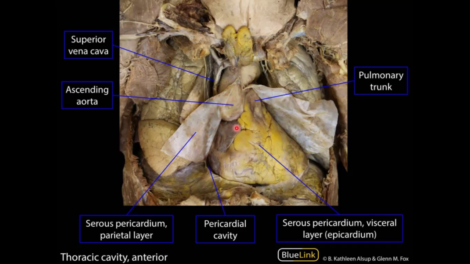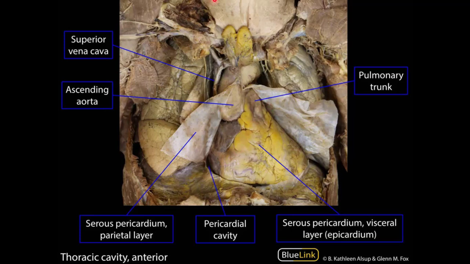Between the parietal layer of the serous pericardium and the visceral layer, you have a potential space known as the pericardial cavity, which in life is filled with a thin film of fluid known as the pericardial fluid. The pericardial fluid allows the heart to move in a friction-free environment.